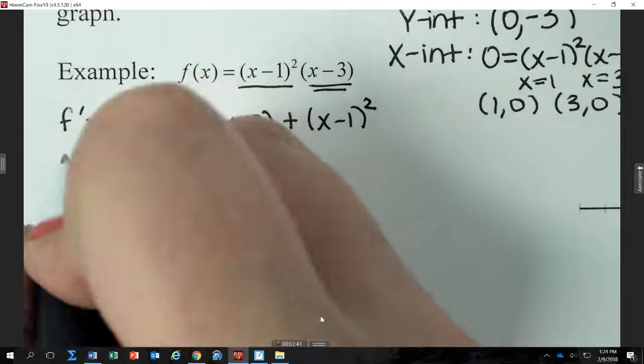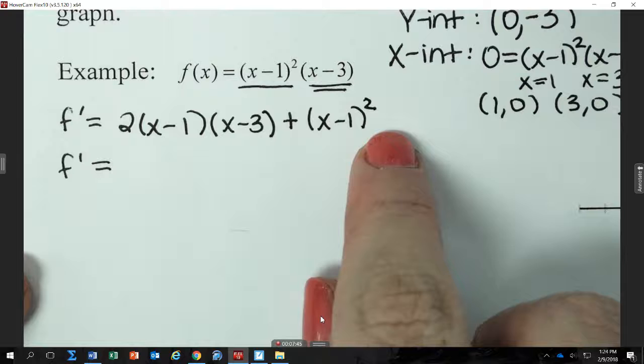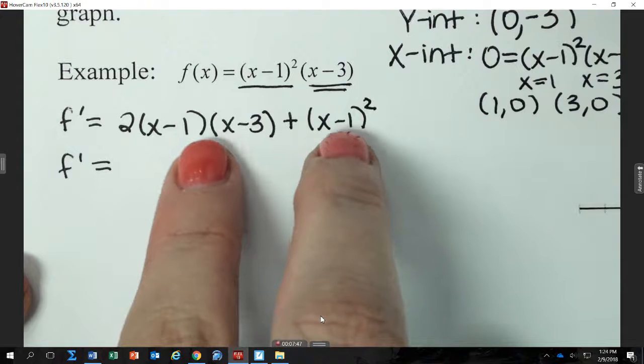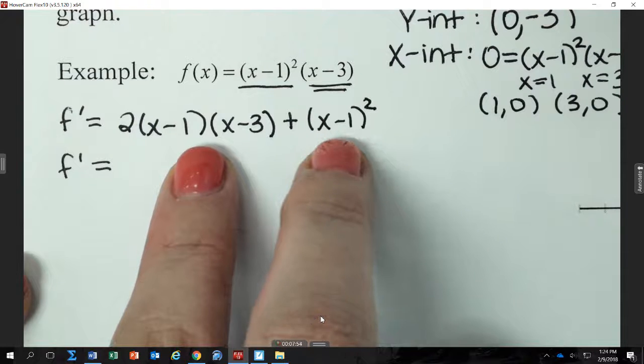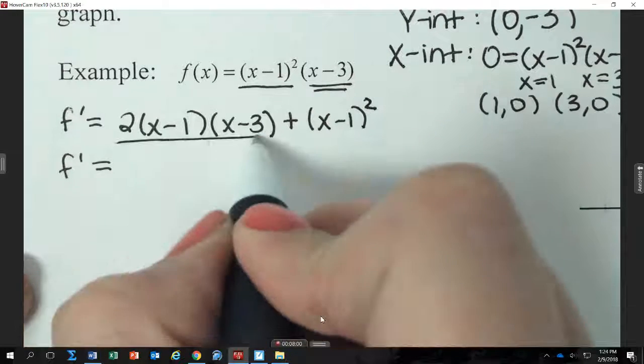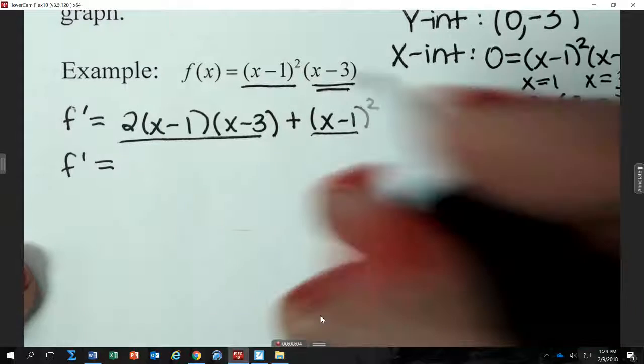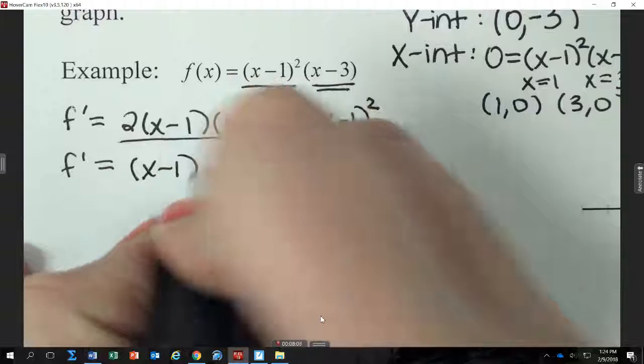So with the first derivative, just to clean this up a little bit, I'm going to factor out a GCF. What do both terms share in common? Mallory, what would you factor out as the GCF here? What do they both have in common, both of these terms? X minus 1. So I'm going to factor out an x minus 1.